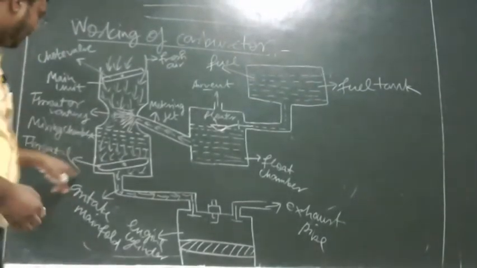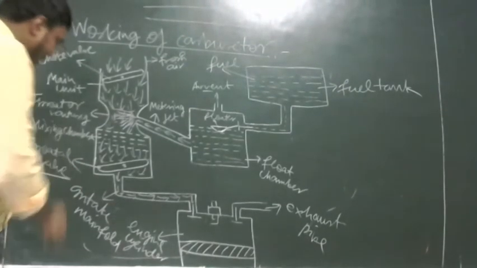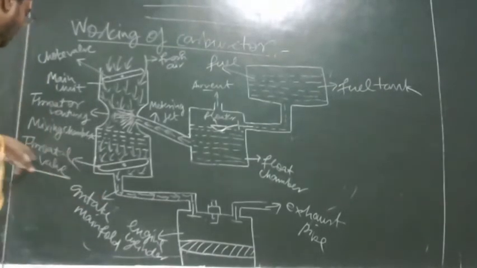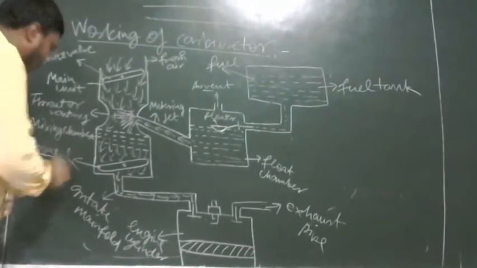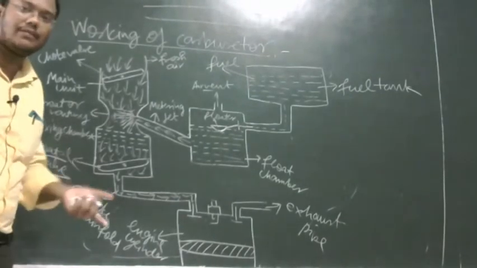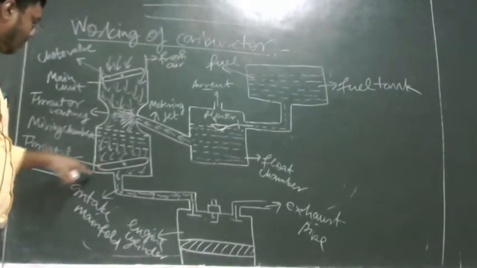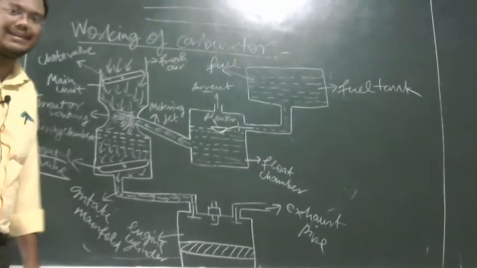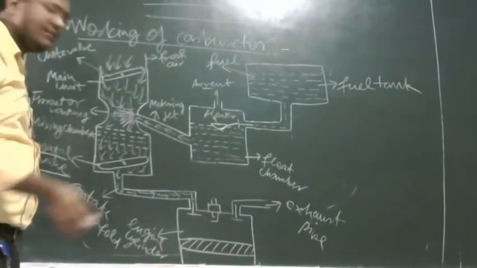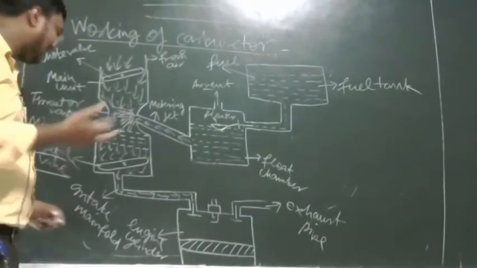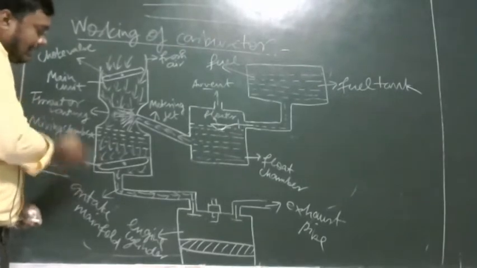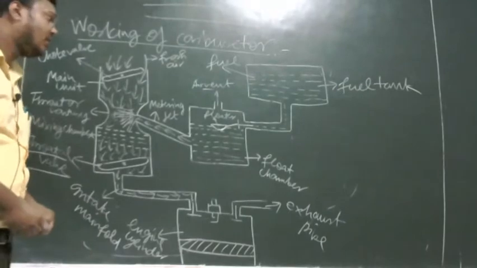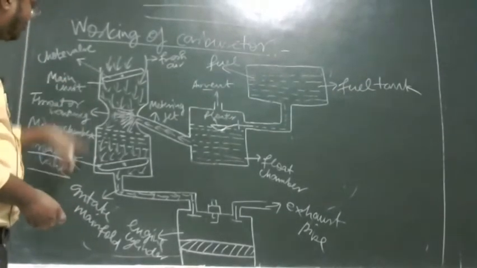Same thing happens here. In the starting of engine, more amount of fuel is required. So in that case, we have to do the throttling action by throttle valve. We have to supply more amount of air fuel mixture, so we have to open this throttle valve so that more amount of air fuel mixture will flow into the engine cylinder and engine will start. But after starting, we require less amount of air fuel mixture. So in that case, we will close the throttle valve, and less amount of air fuel mixture will flow to the engine cylinder. Okay, so in that way, choke valve and throttle valve work.